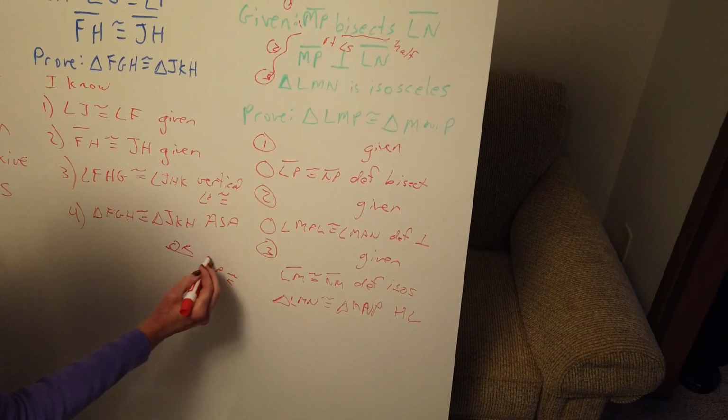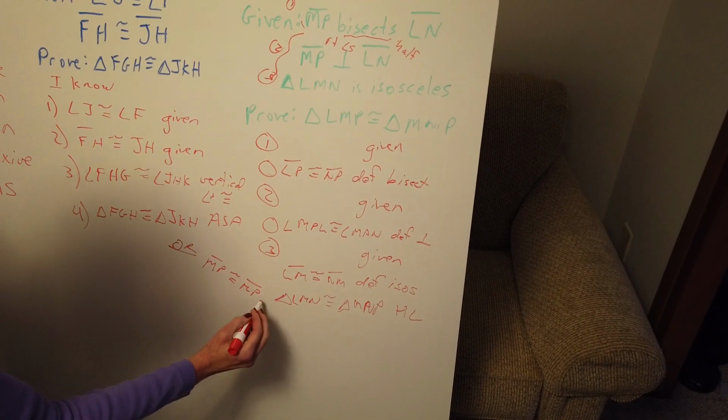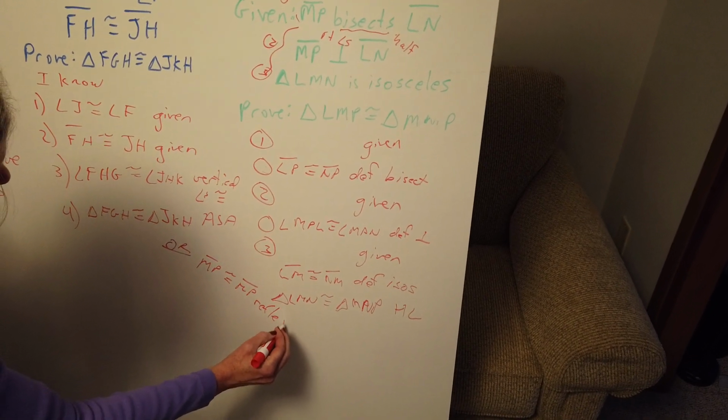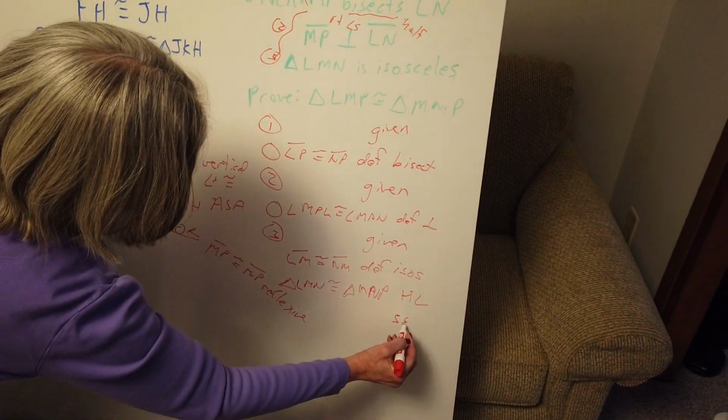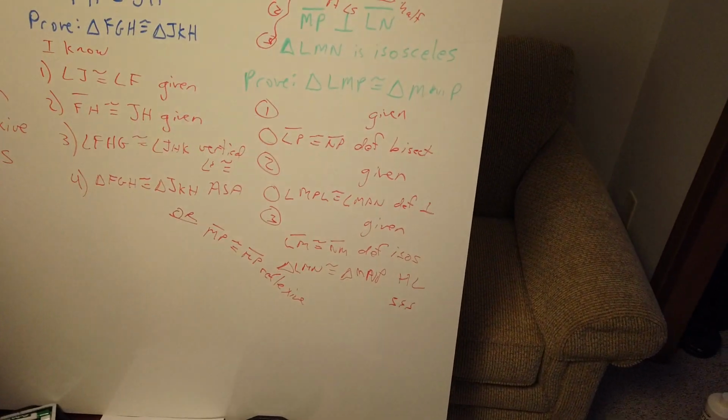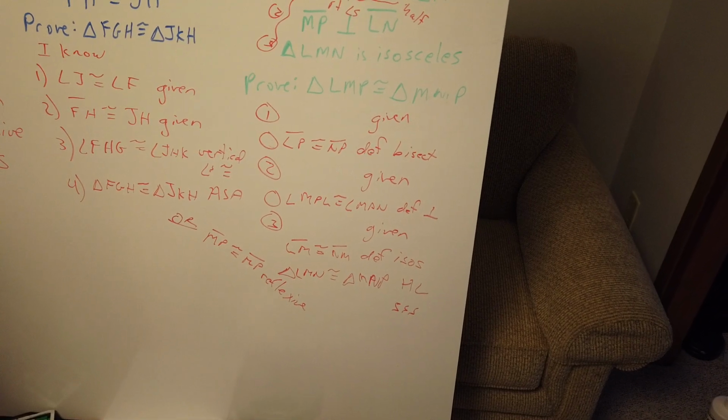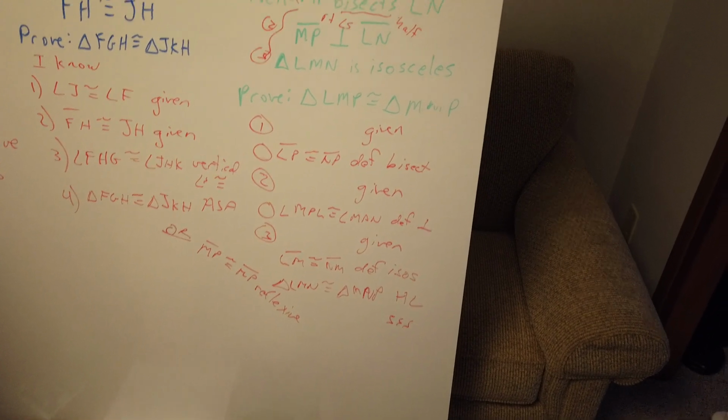Or if you're unfamiliar with hypotenuse leg, just like in the first example, I could do MP is congruent to MP by the reflexive property, and then my triangles would be congruent by side, side, side. So there's often more than one way to get to the answer when we work on these proofs.